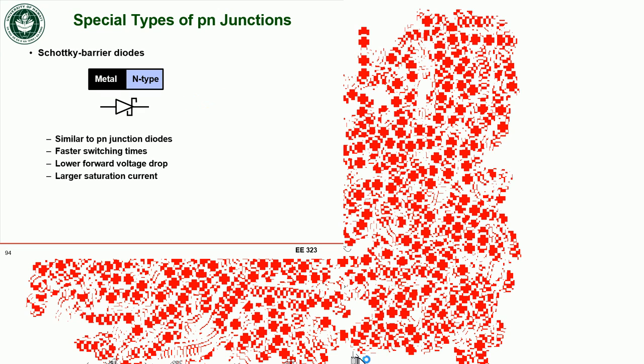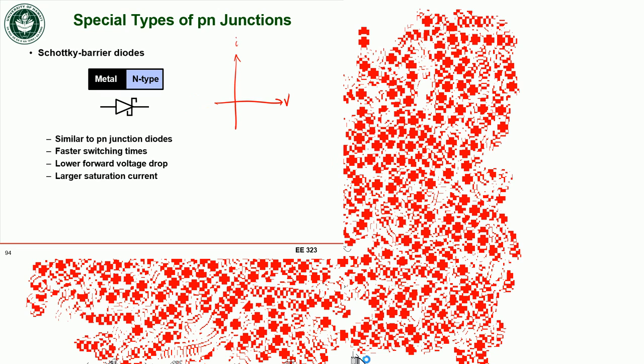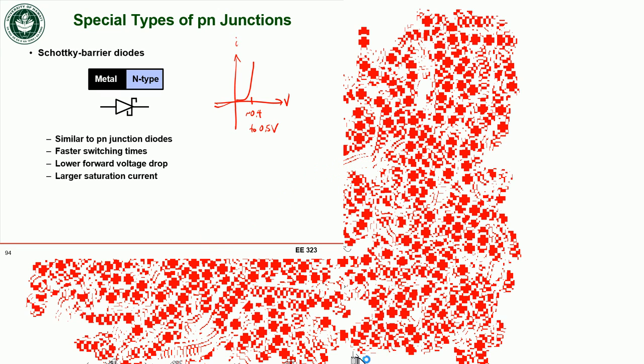Because you're changing the material, it's also changing the voltage drop across this junction when it fully turns on. So for a Schottky barrier diode, that voltage is usually lower than a silicon junction diode. It's somewhere around 0.4 to 0.5 volts. But a disadvantage is that the reverse bias current for the Schottky barrier diode is larger than that of a PN junction diode. Not a large current. It's still on the order of nanoamps, but it's larger than a PN junction diode. Okay, so that's one special type of diode.